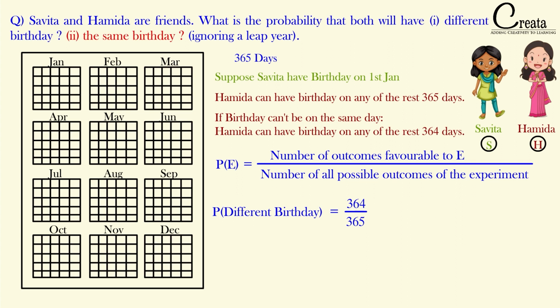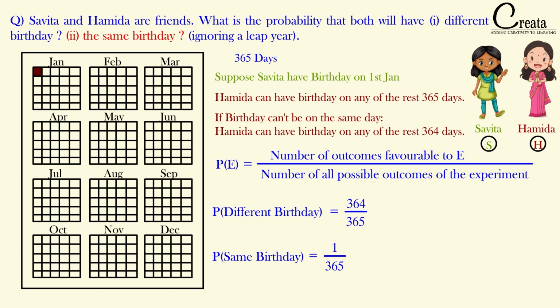In the second case, it is given the same birthday date. Let's try to solve this. In the denominator, it will be 365 outcomes of the experiment. In the numerator, what are the cases in which they are having the same birthday? Suppose Savita is having the birthday on 1st of January. Then if Hamida also has to have the birthday on the same day, it will be 1st of January. That is, both are having the birthday on the same date. So the number of cases is only 1.